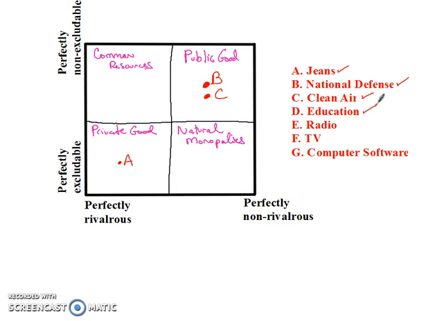Education. I think of education as being excludable. That is to say, we can lock the doors to the school, and if you don't pay, you don't get in. We don't lock the doors in public schools in the United States, but we could exclude non-payers. We could do that. And is it rivalrous or non-rivalrous? I'm going to put education maybe just about right here in the middle.